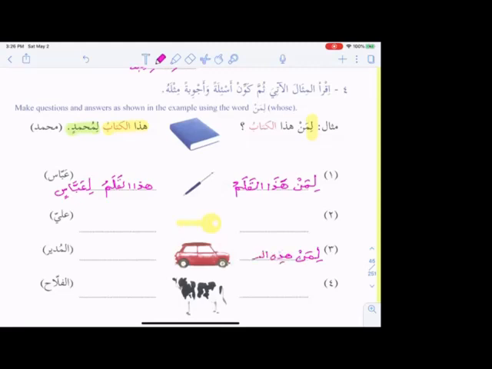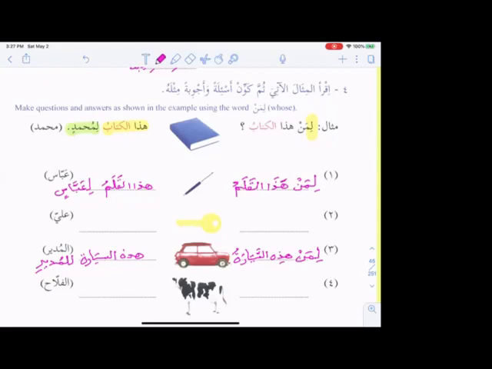لمن هذه السيارة? To whom does this car belong to? So what will be your answer here? Same. هذه السيارة للمدير. ها؟ للمدير إن شاء الله.